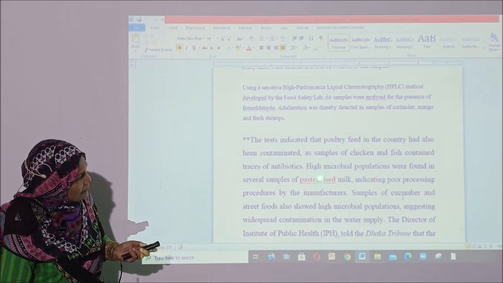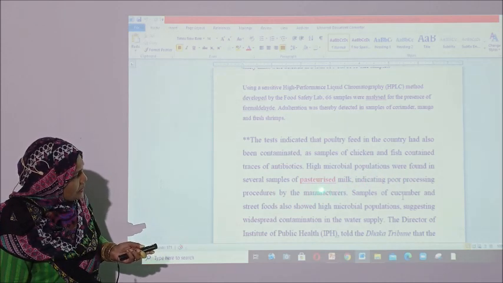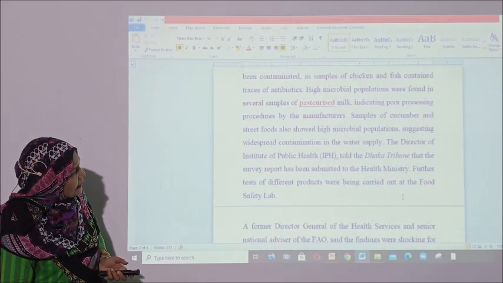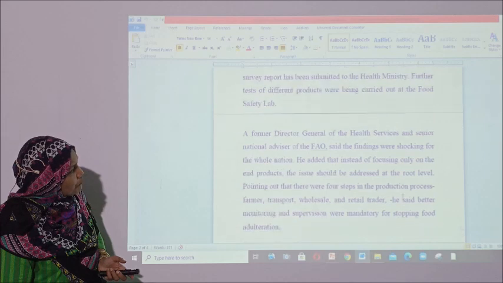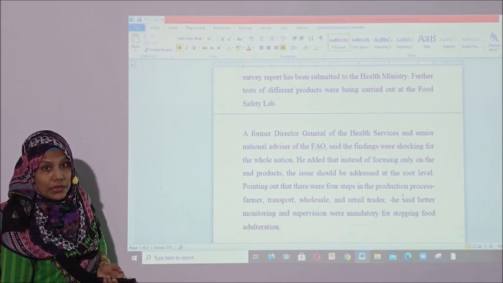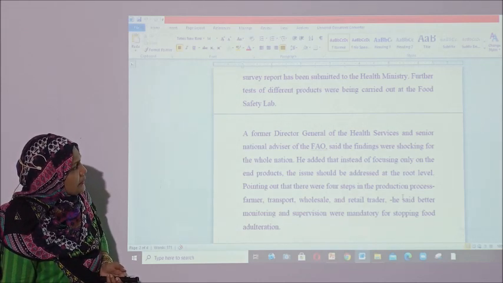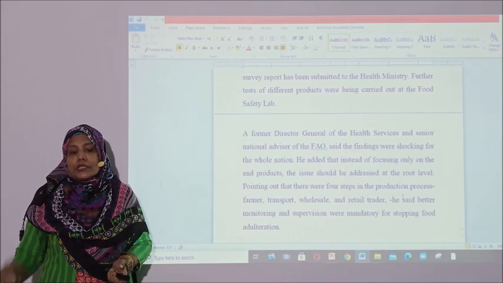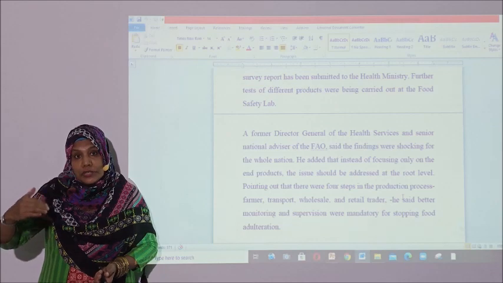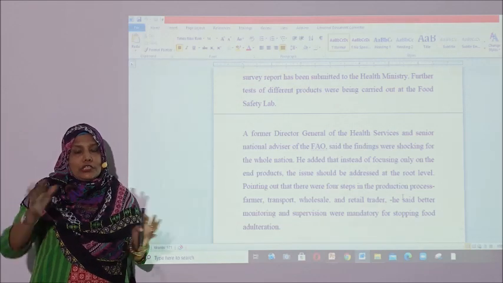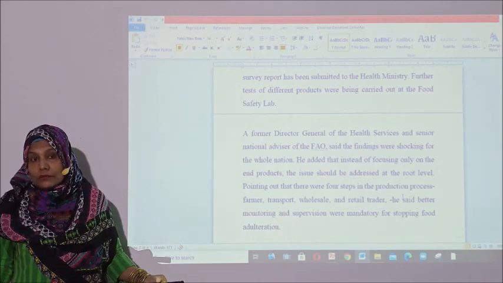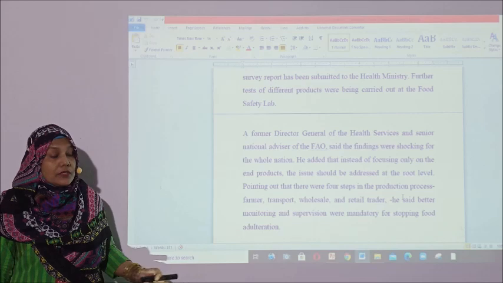You see, these high microbial populations were found in several samples of pesticides, milk, indicating poor processing. I have read it in my earlier slides. And then we find that a former Director General of the Health Services and Senior National Advisor of FAO, Food and Agriculture Organization, said the findings were shocking for the whole nation. Yes, this is shocking because maybe 1%, but these are 3 to 20 times greater than usually granted by the European Union. So what we are eating, what we are taking, this is not good for us.